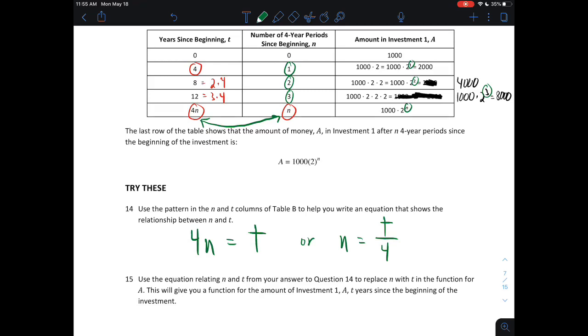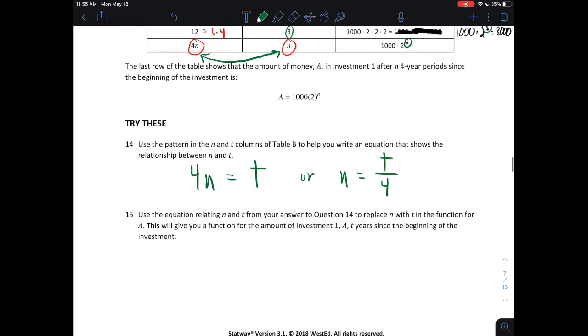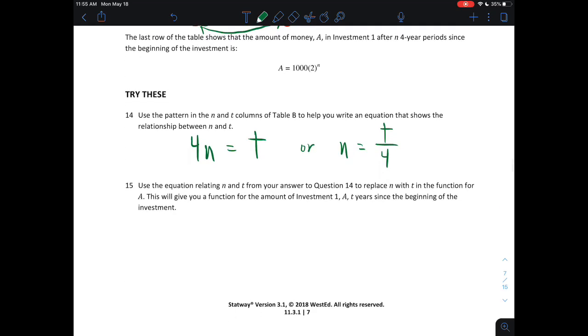Because if the number of years was 12 years, 12 divided by 4 is 3, that was 3 4-year periods. So then number 15, use the equation relating n and t from our previous question, number 14, to replace n with t in the function for A, which means I would like to take this, n is equal to t divided by 4, and put that in for n in my previous formula.